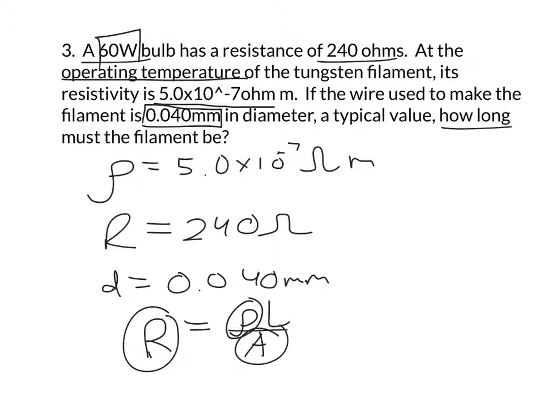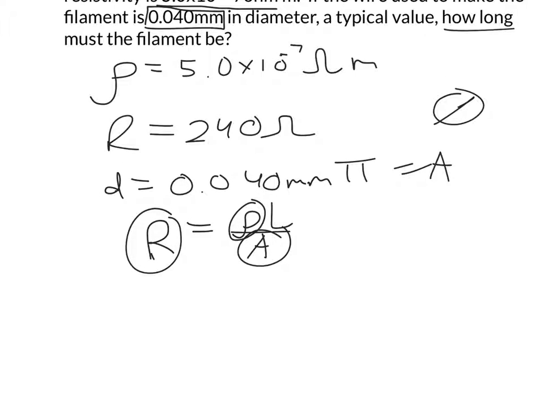Well, if you look at a wire from the side, the diameter is this. It's of a circle. And so we're just going to have to take that times pi is going to be equal to the area. And that's how we'll deal with this. So coming down here, let's rearrange this equation to solve for L. L will be equal to resistance times area divided by rho.